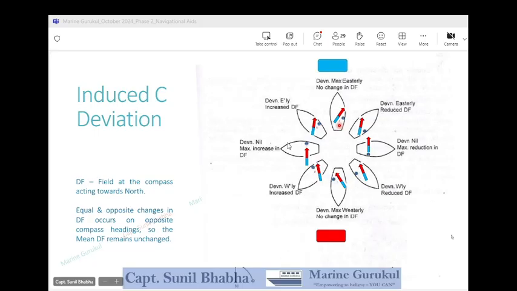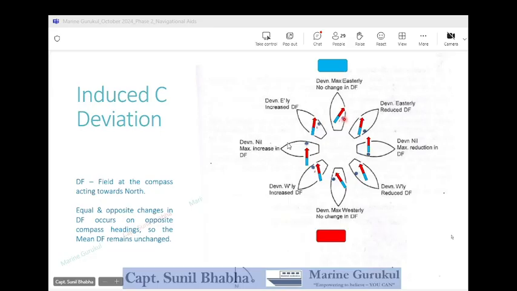Now the deviation generated at this location is maximum. A reason for deviation being maximum is that this blue pole is at right angles to the compass needle, or it is at right angles to the Earth's magnetic field line. Whenever the disturbing pole, the blue pole or the red pole, is at right angles to the Earth's field or to the magnetic compass, it generates maximum deviation. So we have maximum easterly deviation when the ship is on a north heading.